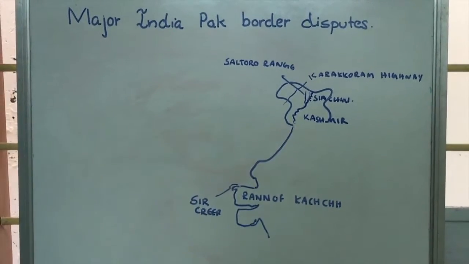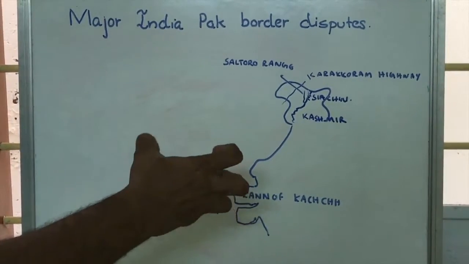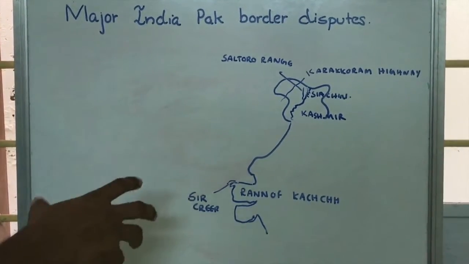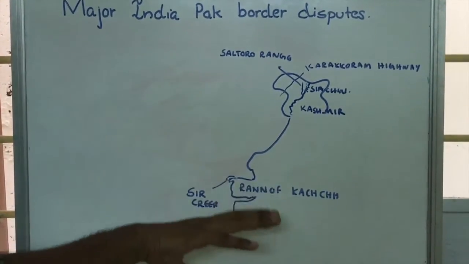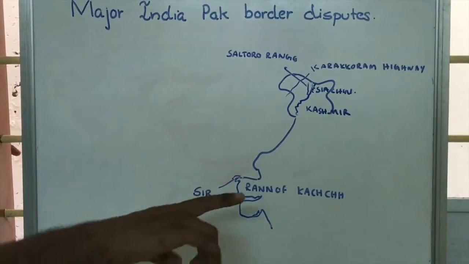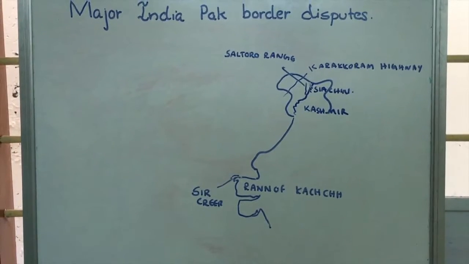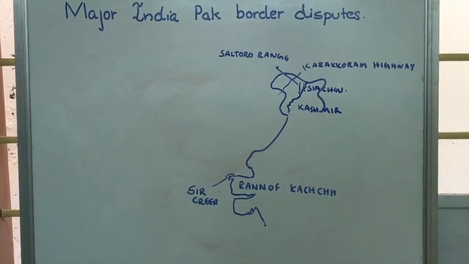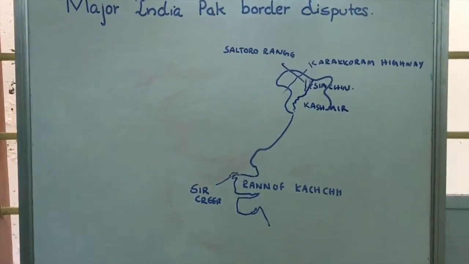Then here is Sir Creek. Sir Creek is actually a well oil-reserved creek, and both parties want this in their hands. Pakistan says that up to the eastern shore, it will be theirs. India says that up to the middle of the creek, it will be India's, and India is using the Thalweg principle to state so. Now comes the Kashmir issue.